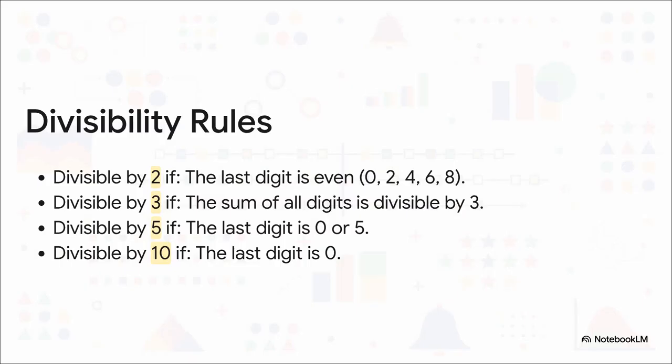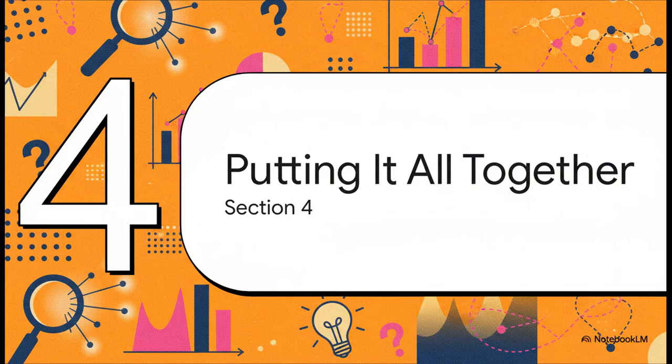And finally, let's talk about some quick checks for division. Look, before you even try to do long division, these divisibility rules can tell you right away if a number will divide evenly. For example, is 172 divisible by 3? Well, just add its digits. 1 plus 7 plus 2 equals 10. And since 10 isn't divisible by 3, 172 isn't either. Rules like these for numbers like 2, 3, 5, and 10 are super quick checks that can save you a ton of time.